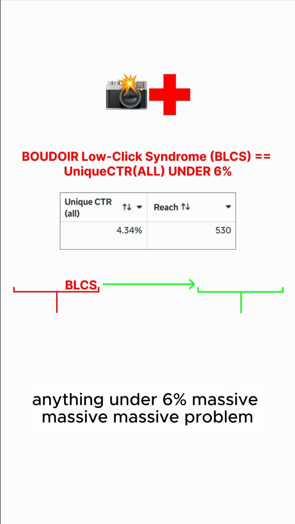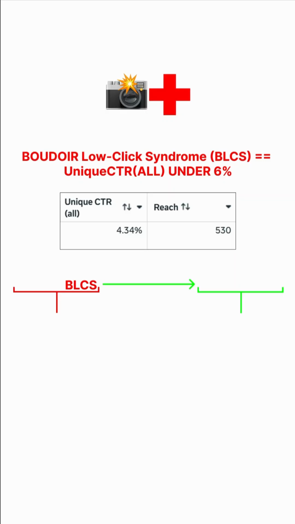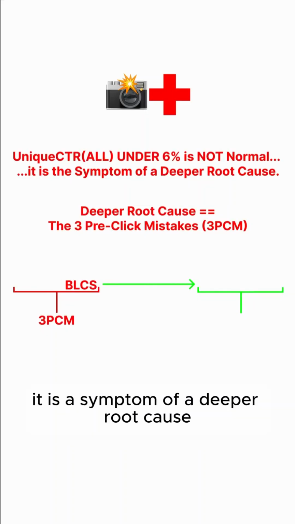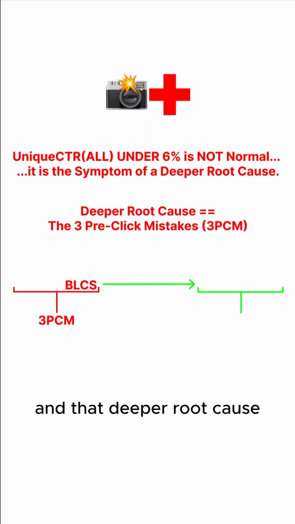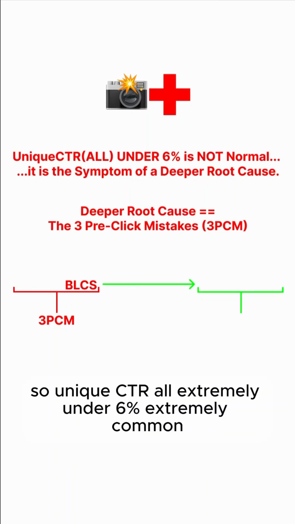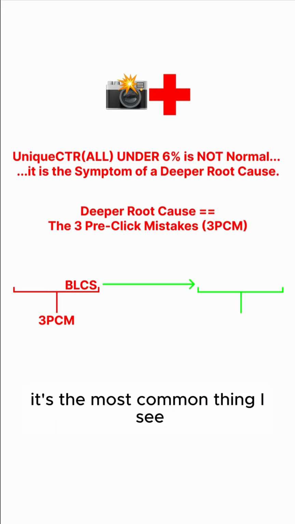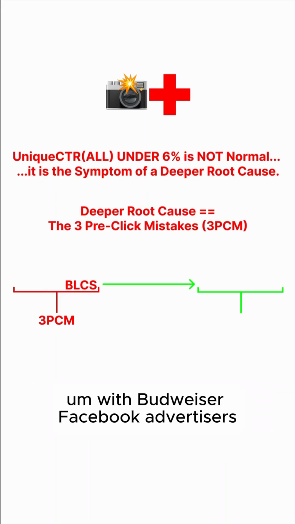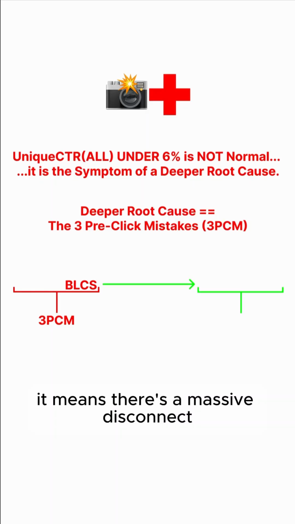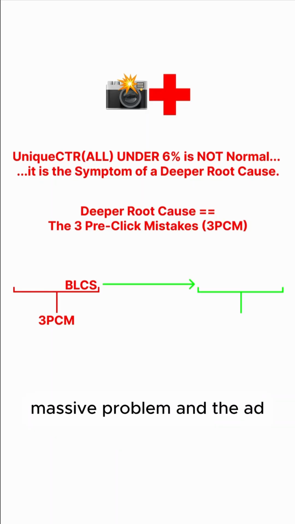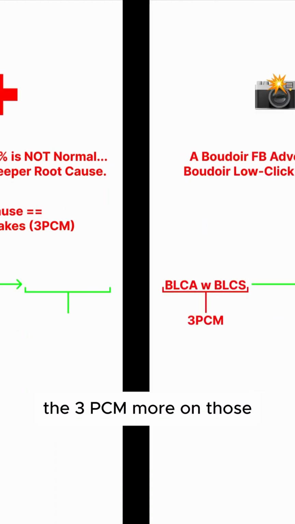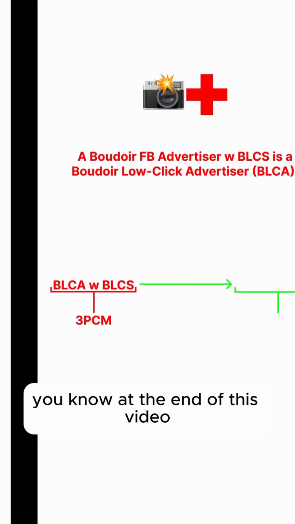Anything under 6%, massive, massive, massive problem. And that's because a unique CTR all under 6% is not normal. It is a symptom of a deeper root cause. And that deeper root cause are the 3 pre-click mistakes. So unique CTR all extremely under 6% is extremely common. It's the most common thing I see with Boudoir Facebook advertisers. But it's not normal. It means there's a massive disconnect, a massive problem in the ad. And the deeper root cause are the 3 pre-click mistakes, the 3 PCM. More on those at the end of this video.